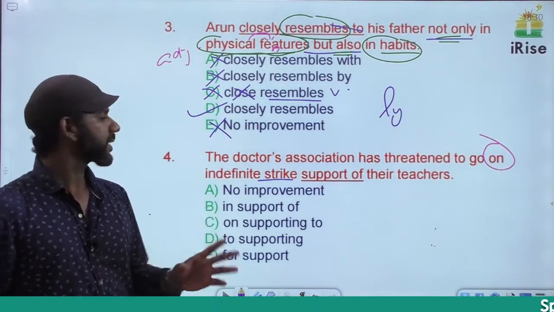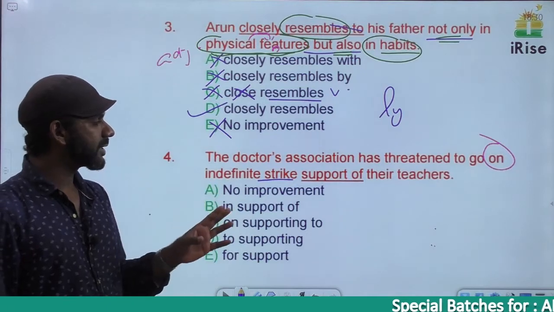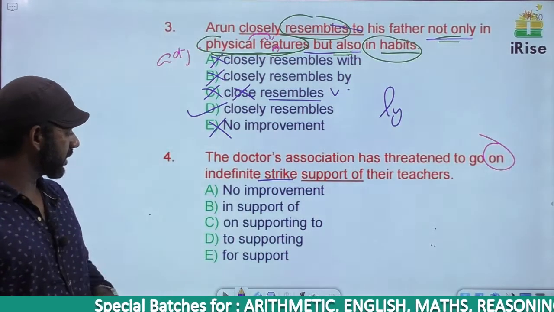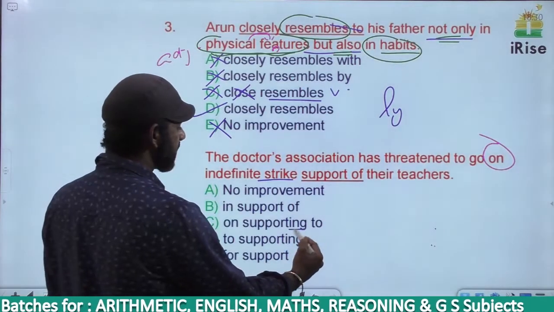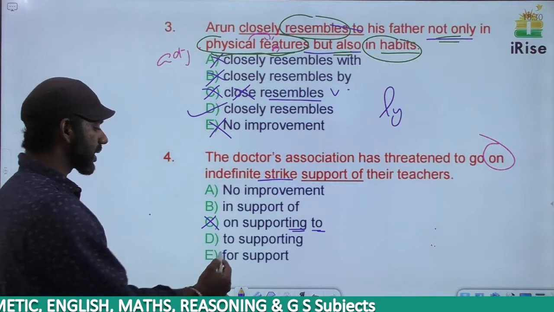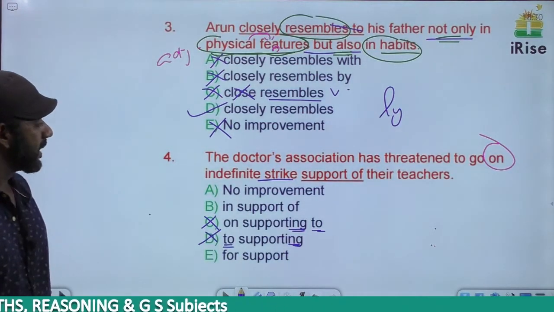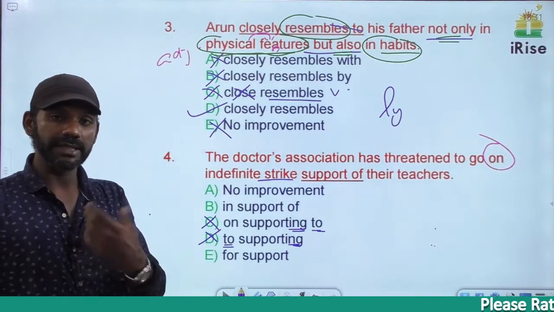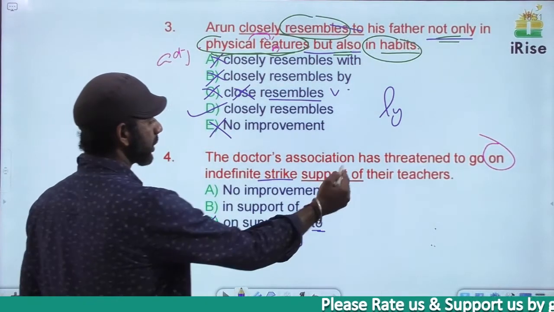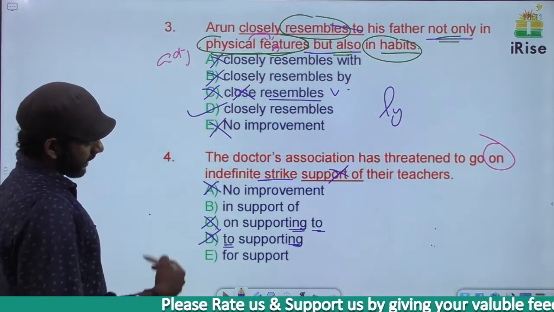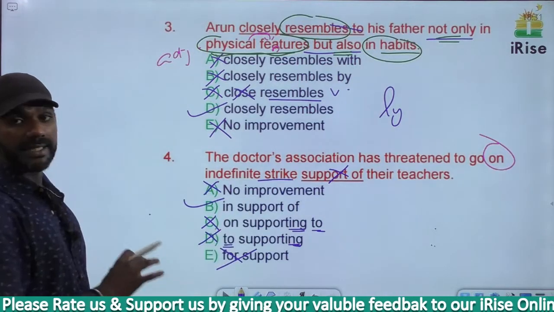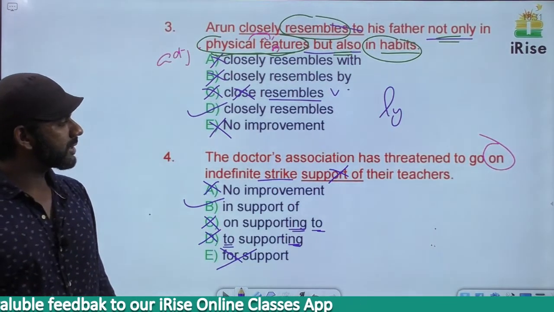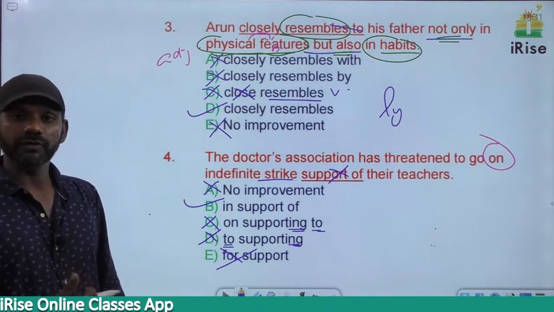Fine. So up to here, no error. The Doctors Association has threatened to go on indefinite strike, blank, support of their teachers. I gave this in the list of support indicators. Now come to option C. On supporting to, nothing like ing and to together, eliminated. D is also gone. To supporting, to and ing together, wrong usage, eliminated. Now we have three options left. Support of, in support of, for support. If you check the list of support indicators that I gave, you'll find this. Support of is a wrong usage. For support is also a wrong usage. The answer must be in support of. In support of is the correct usage. If you check the list of support indicators, you'll find it there. So the Doctors Association has threatened to go on indefinite strike in support of their teachers.